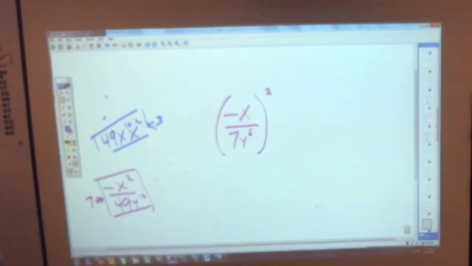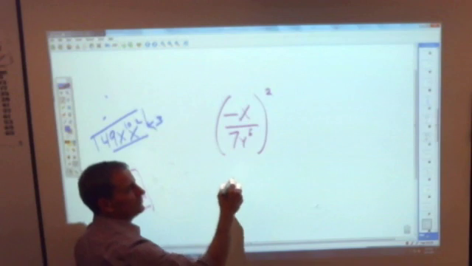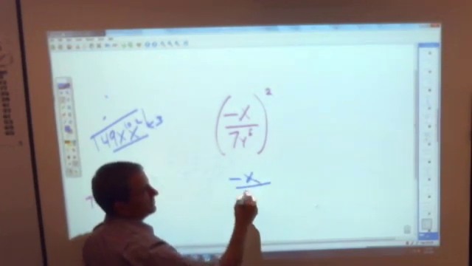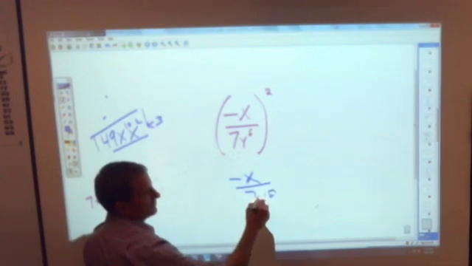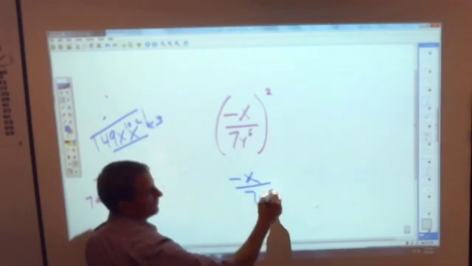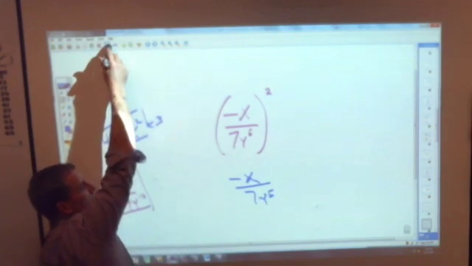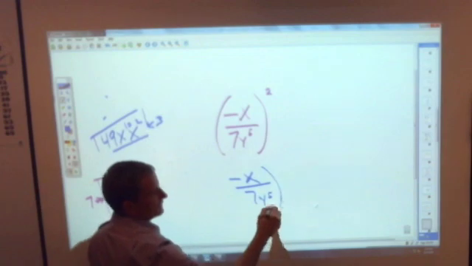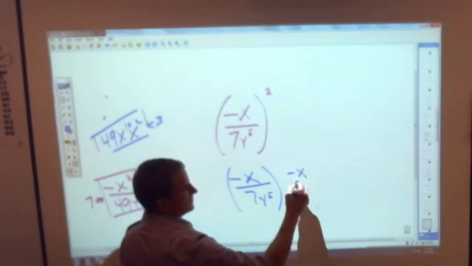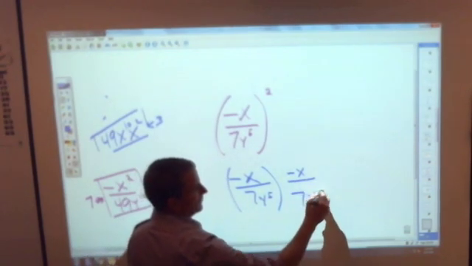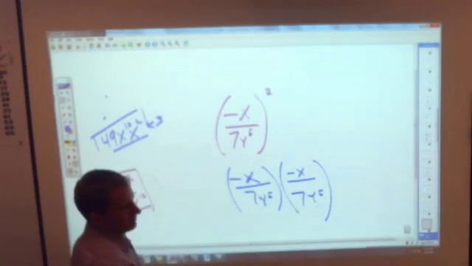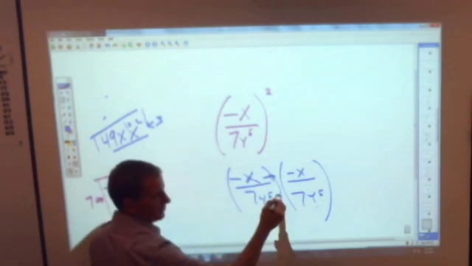Now, before we go any farther, just because we do have to move on here, probably the easiest way to think about this, children, is just to write the fraction twice and multiply it by itself. Negative x over 7 y to the 5th times negative x over 7 y to the 5th. That's what squaring that means. Correct? And you multiply across.